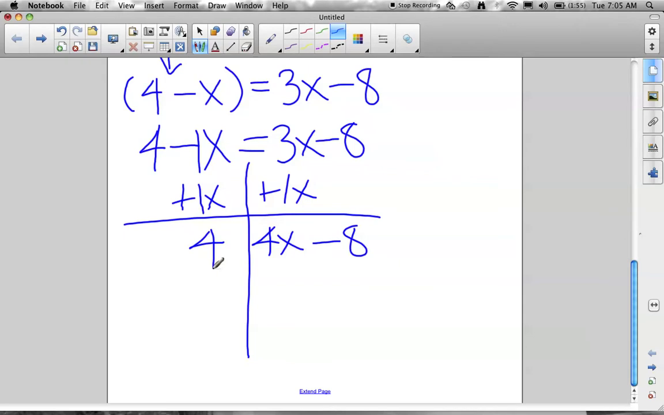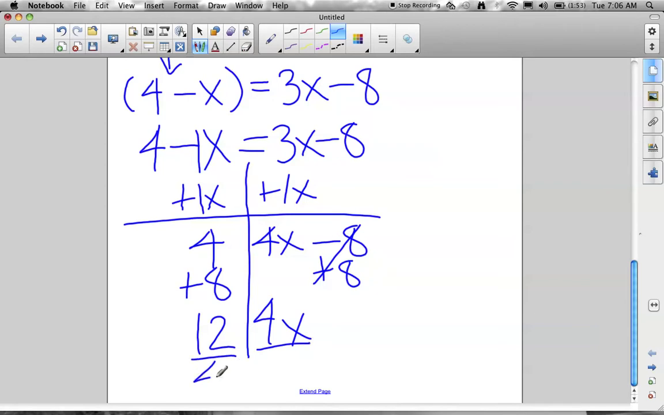Now what am I going to do? Add 8. Again, our goal is to get x by itself. This cancels. I have 4x equals 12. So what am I going to do? Divide both sides by 4, and I get x equals 3.